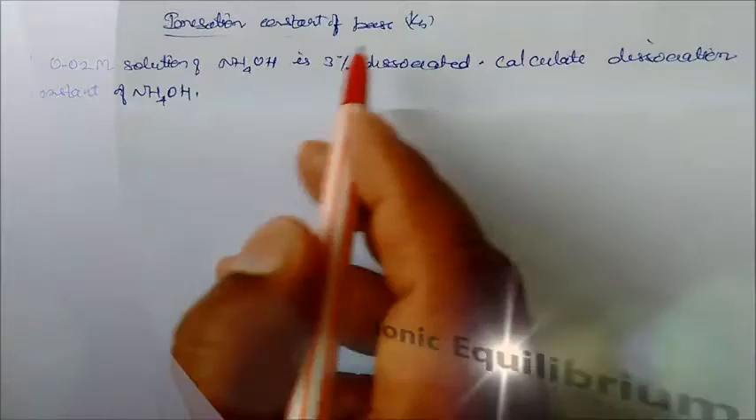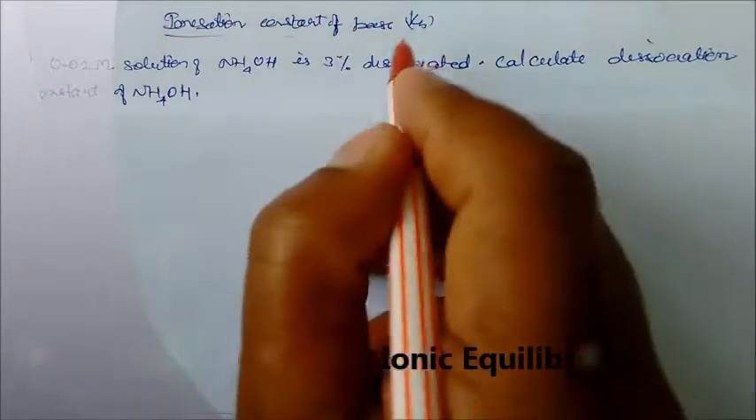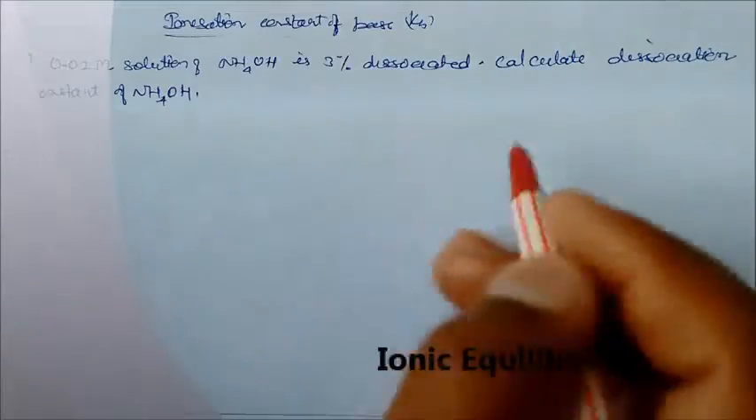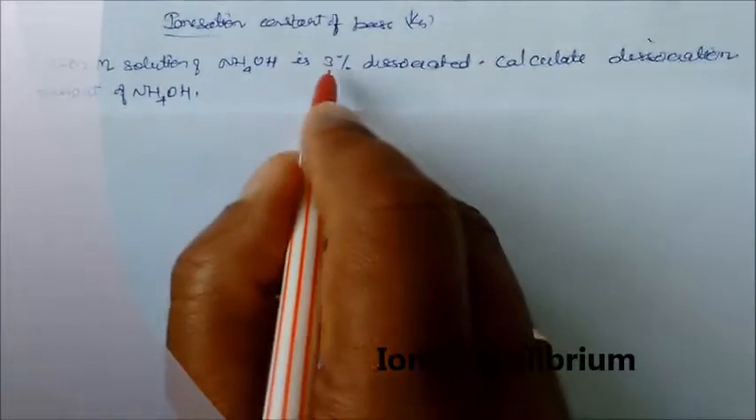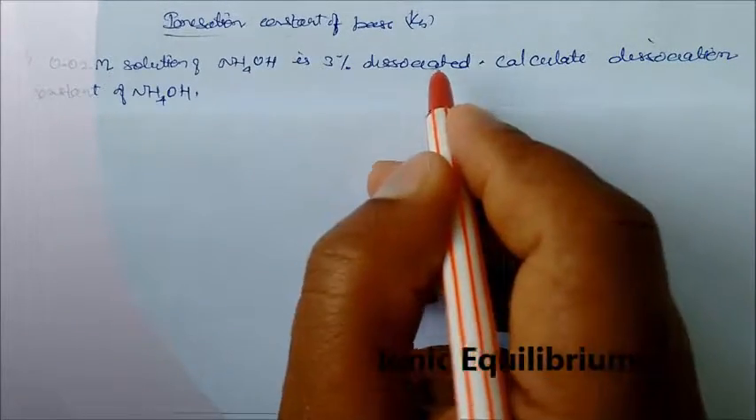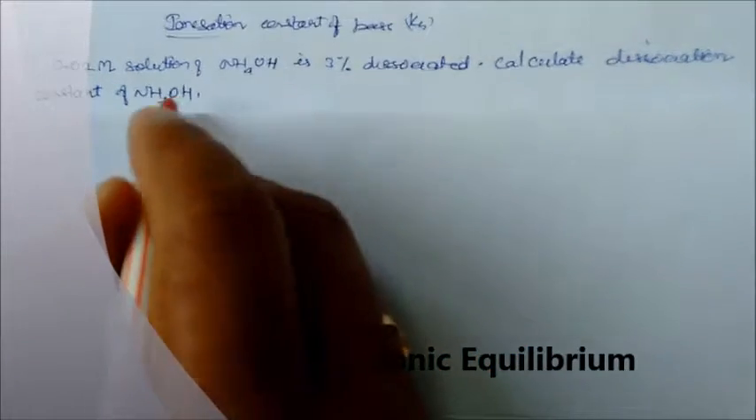Numericals based on the ionization constant of base, that is the Kb. There are some numericals, we will see step by step and understand. A 0.02 molarity solution of ammonium hydroxide is 3% dissociated. Calculate the dissociation constant of ammonium hydroxide.